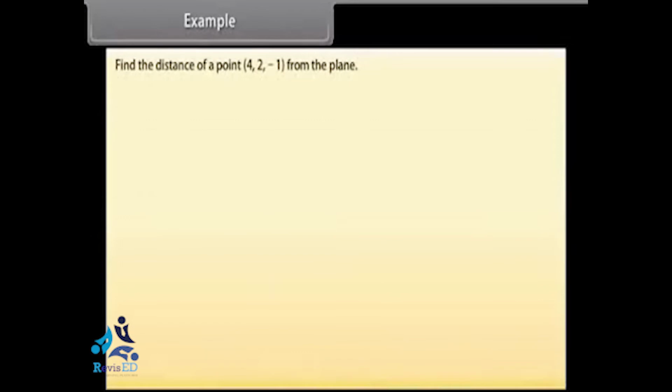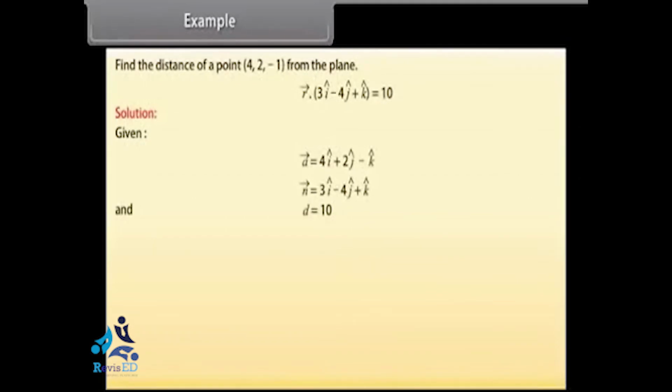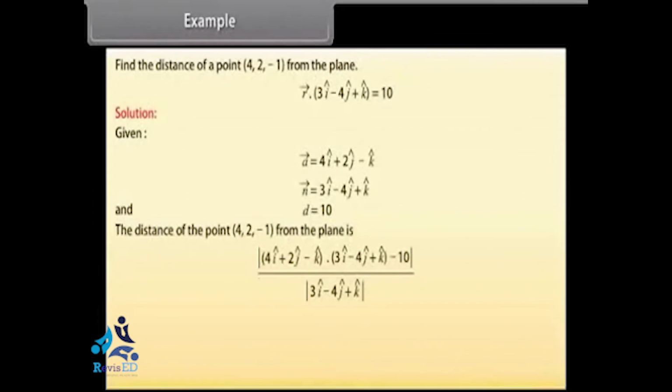Example. Find the distance of the point (4, 2, minus 1) from the plane. Solution. Given vector A equals 4 i cap plus 2 j cap minus k cap, vector n equals 3 i cap minus 4 j cap plus k cap, and d equals 10. The distance of the point (4, 2, minus 1) from the plane is equal to the modulus of 12 minus 8 minus 1 minus 10 by the modulus of square root of 9 plus 16 plus 1, which equals 7 by square root of 26.